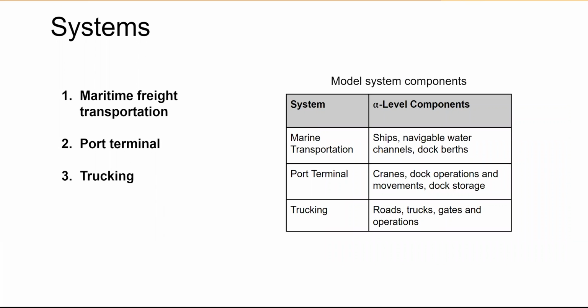Within our Seaport SOS, we are considering three main systems: maritime freight, port terminal operations, and landside connections of trucking. The table at the right shows the various components that are to be included in the model. In our initial framework, railroad operations were included as well. However, this system ultimately did not make it into the final model for reasons we will discuss later.